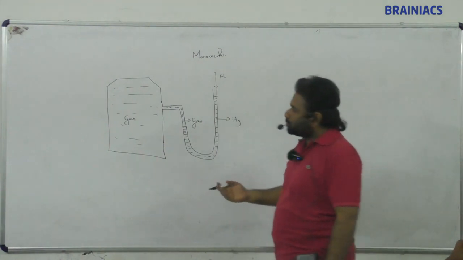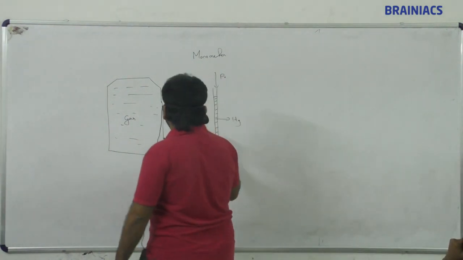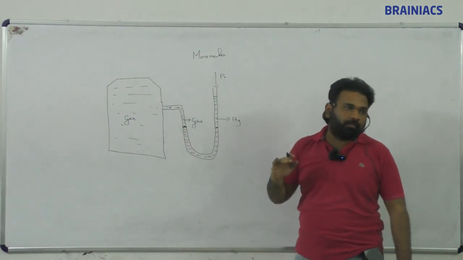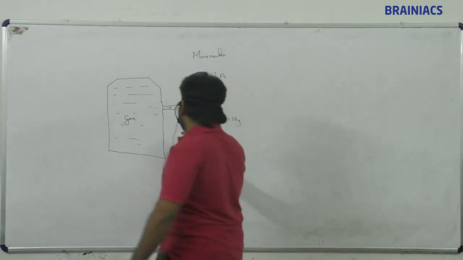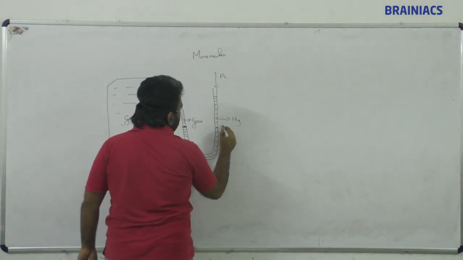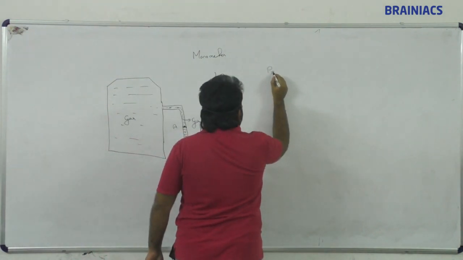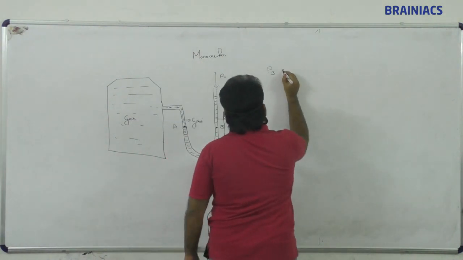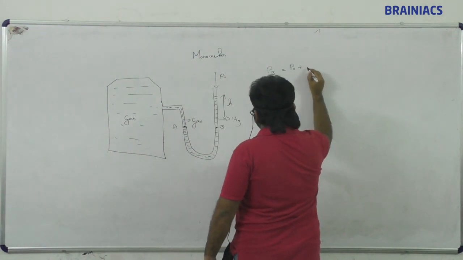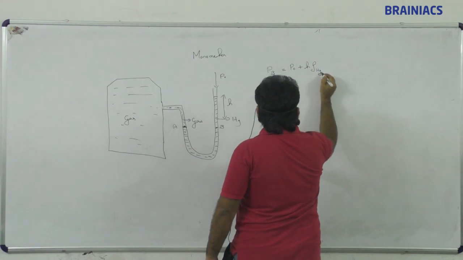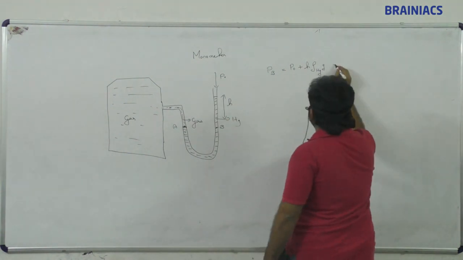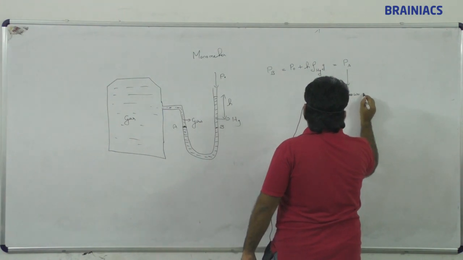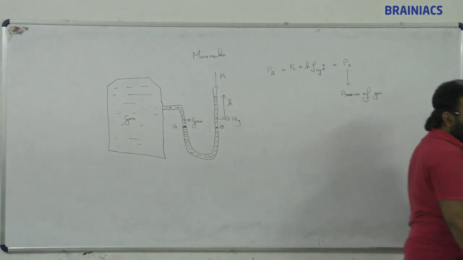Now in order to understand the pressure of this gas, we take this point and we take this point in the horizontal direction. The pressure will be equal. Suppose this is point A, and this is point B, then this can be measured. This is h, this can be measured. So pressure at point B will be P naught plus h density of mercury into g. So this will be equal to the pressure at A. So this is the pressure of the gas. This is the simple concept of manometer.